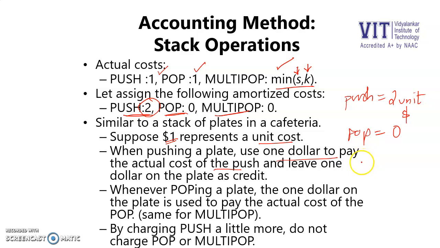This is the example cited by Cormen, when it comes to mapping it to a stack of plates in a cafeteria. Suppose the unit cost is $1. But when I'm pushing the plate, we will pay $2. So $1 will be used as the actual cost of the push, and $1 will be kept on the plate as a credit. Whenever the plate is popped, we will not ask for that from the user at that point of time. The $1 on the plate can be used to pay the actual cost. So when I am charging the push operation a bit more, there is no need for me to charge for pop or multi-pop.